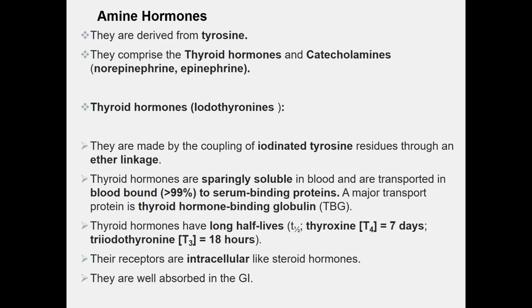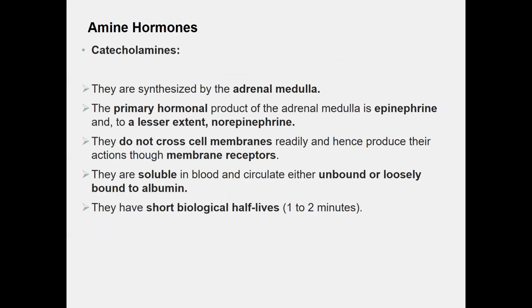The thyroid hormones, which we call the iodothyronines, are made by coupling iodinated tyrosine residues through ether linkage. These hormones are water insoluble, so they are circulated in the blood by binding to specific globulins, like the thyroid hormone binding globulin. These hormones have a long half-life. For example, the half-life of T4 is 7 days, and the half-life of T3 is 18 hours. These hormones act like the steroid hormones on intracellular receptors, and they can be absorbed in the GI system.